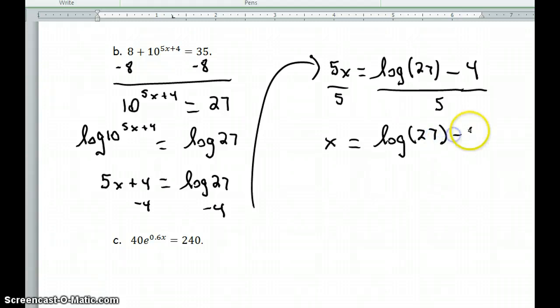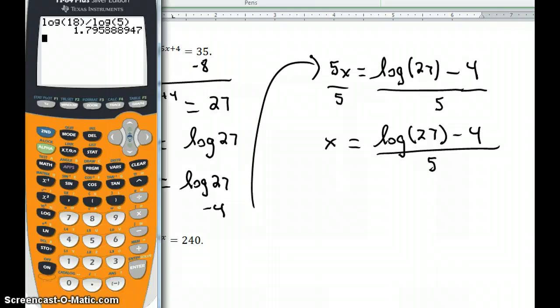So log of 27 minus 4 all over 5. Now again, that's exact. I'm going to go ahead and show you how to get this in your calculator real quick, just because it can be a little tricky. I would just take log of 27 and then close that parentheses and then subtract the 4. Make sure you close that parentheses.